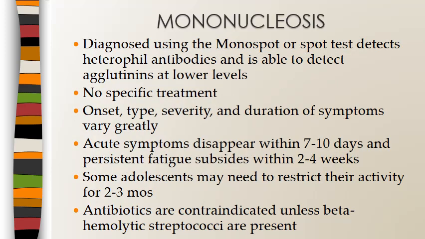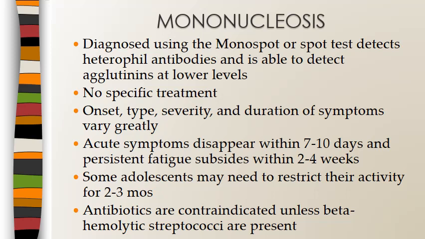So diagnosis is done using the monospot or spot test, and what happens is these tests detect the antibodies, and they are also able to detect agglutinins at lower levels so that you can really obtain a diagnosis using these tests.